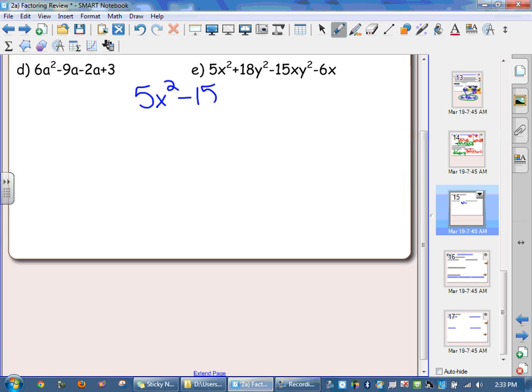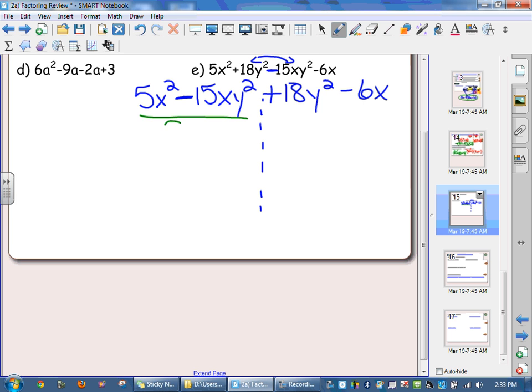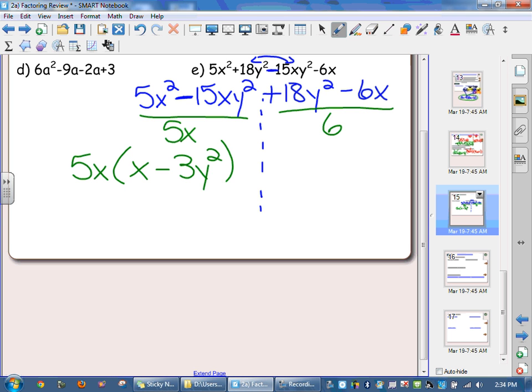Notice the sign in front of them stays with it. That 15 is a negative here, so his negative sign came with him. The 18 was a positive, and his positive sign came with him. Now I can take each side separately. First one I can divide out 5x, and the second one I can divide out 6. My left side becomes 5x, and inside I get x minus 3y squared. On the right, I take out a 6, and I get 3y squared and a minus x.